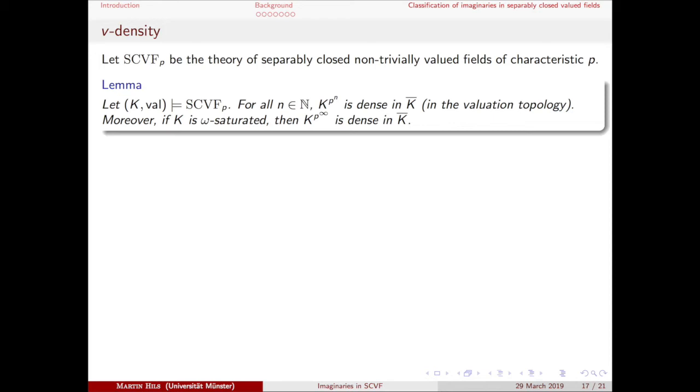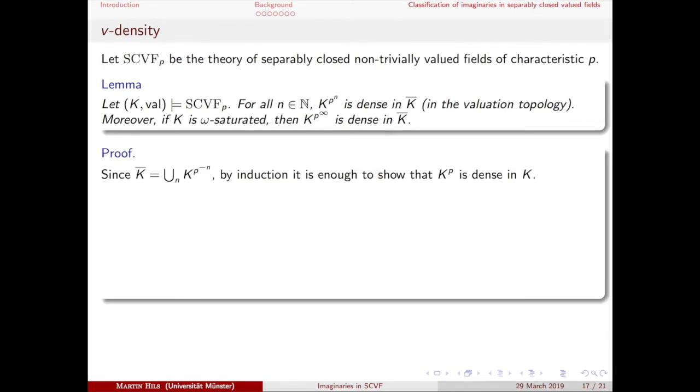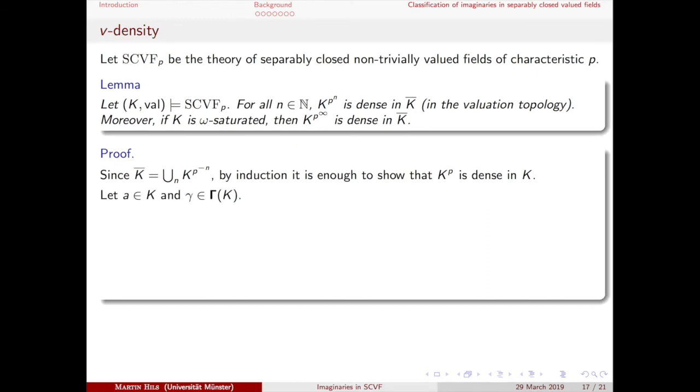Yeah, so K^(p^n) is dense in K bar. What do we have to show? Look, K bar is just the union of K^(p^(-n)), because it's the perfect closure of the field. And so by induction, it's enough to show that K^p is dense in K. Then I can shift, I do it finitely many times, and K^(p^n) will be dense in K^(p^(-m)), and so on. So I only have to show that K^p is dense in K, for the whole statement.